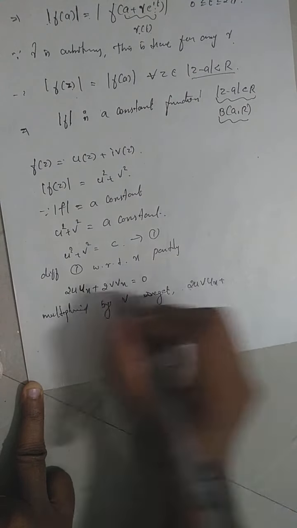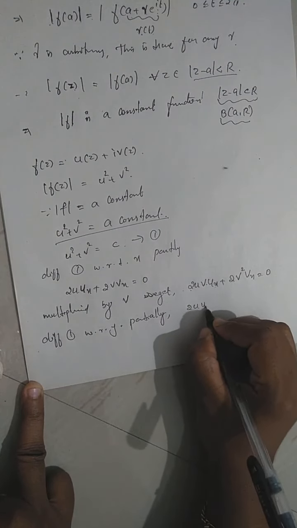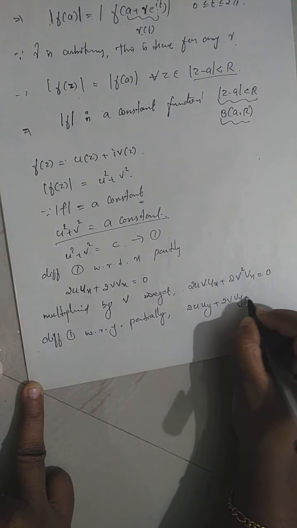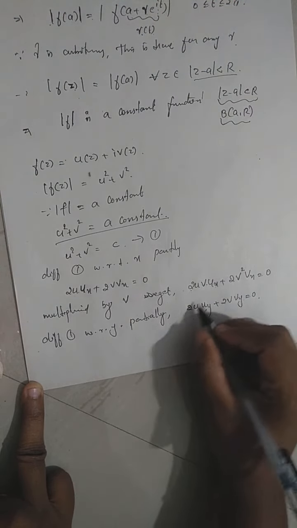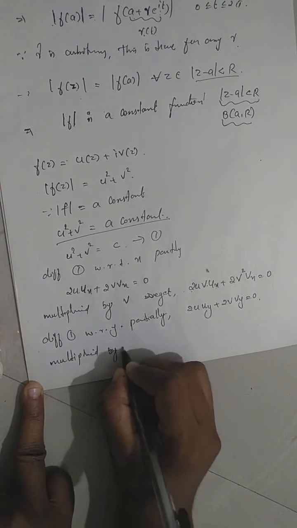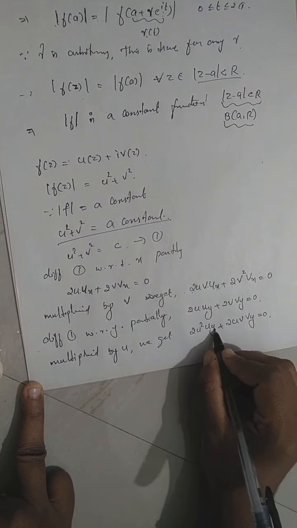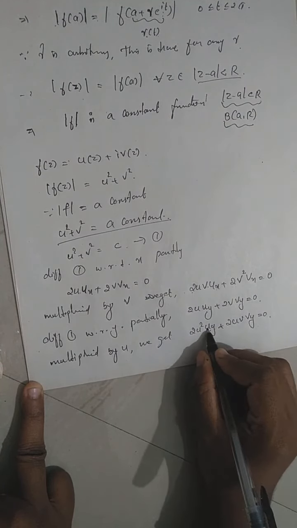Then again we differentiate equation 1 with respect to y partially. So what you get? 2u u_y + 2v v_y = 0. Now you multiply this equation by u. So we get 2u² u_y + 2uv v_y = 0. This u_y represents the partial derivative of u with respect to y, and v_y represents the partial derivative of v with respect to y. Okay, so these are the new equations now, 2 and 3.